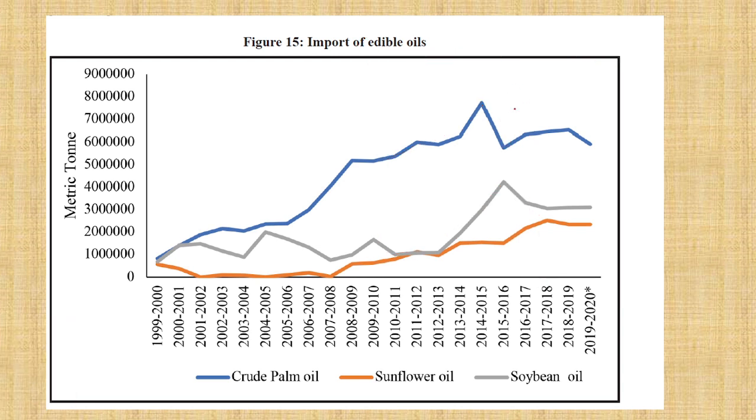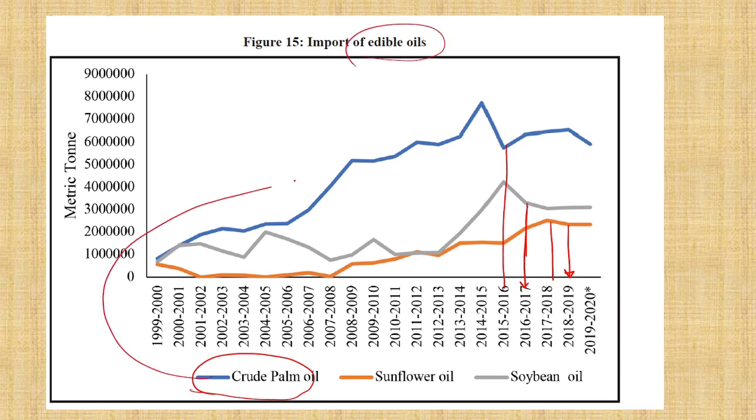See, palm oil has decreased here. Sunflower oil has decreased here. Soybean oil has decreased here. Sunflower oil has substantially or slightly decreased here. So if they ask what is the highest import in edible oil, it is crude palm oil. It is the highest we are importing. See this, crude palm oil. So this will be the question.